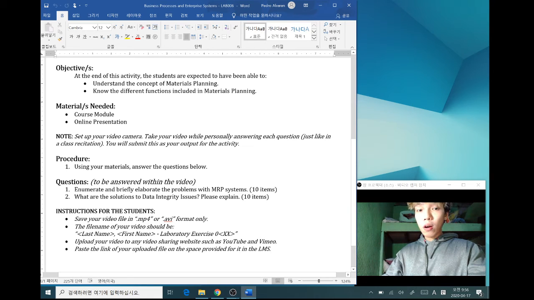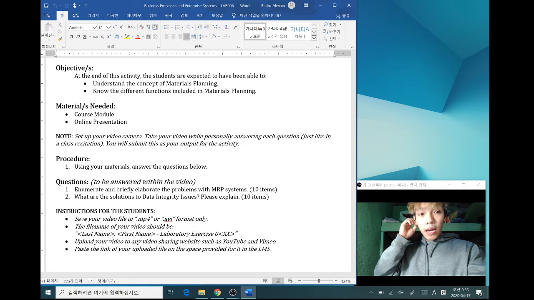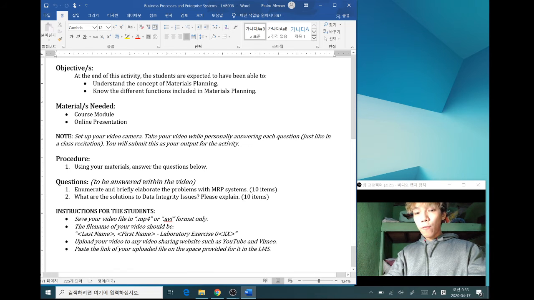Okay, so those are the problems with the MRP systems. Now we're going to talk about the next, and that is about the data integrity issues. So, what are the solutions to data integrity issues? So, these are the solutions. First, bill of material. The best practice is to physically verify the bill of material either at the production site or by disassembling the product.